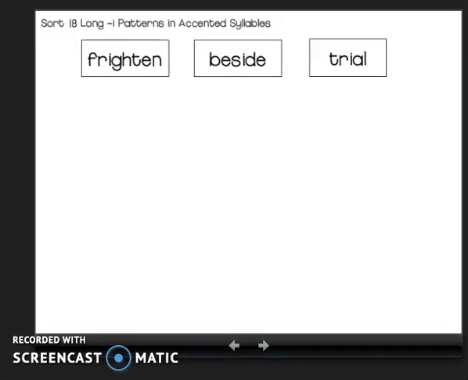Hi spellers, today we are working with syllable and affix sort 18. We're going to focus on some long I patterns in accented syllables. Remember, an accented syllable is that syllable that's a little bit more forced or is said a little bit more loudly.